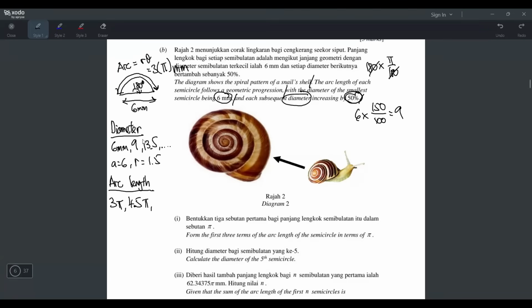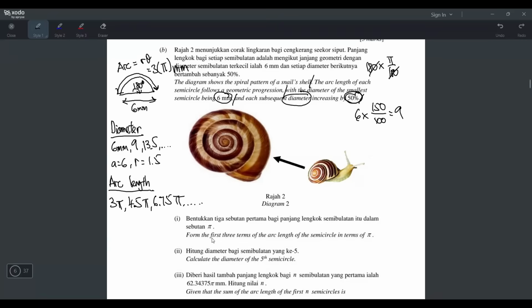Okay, the next one is 13.5 divided by 2 and then times pi. Divided by 2 because we want the radius, and times pi because the angle is 180. So 6.75 pi. I'll just write 3 terms, no need to write so many. I can see the first term A is 3 pi. The R I don't know, so let's take 4.5 divided by 3. The R is also 1.5. It makes sense actually, because if the diameter increases 50%, the arc length also increases 50%. So it makes sense.